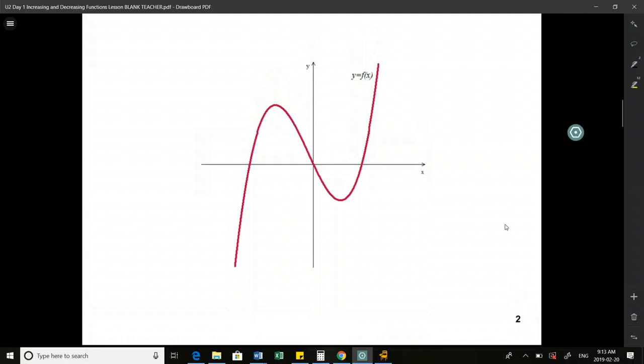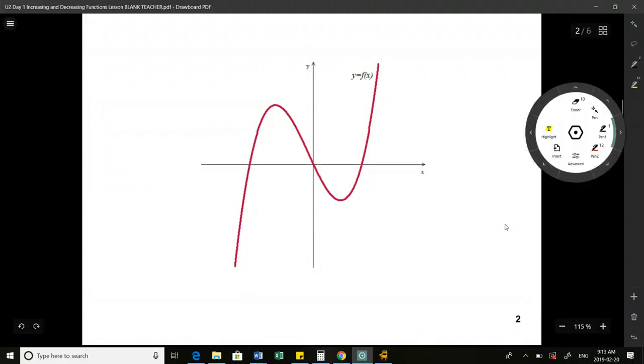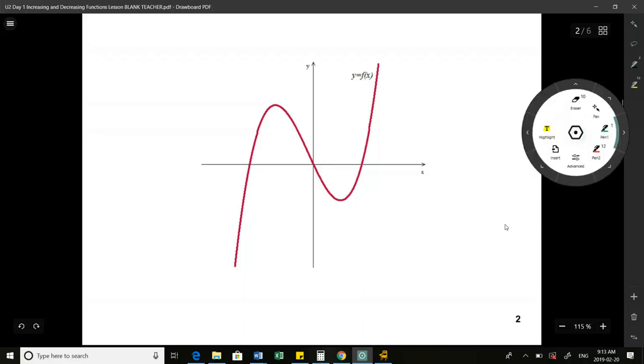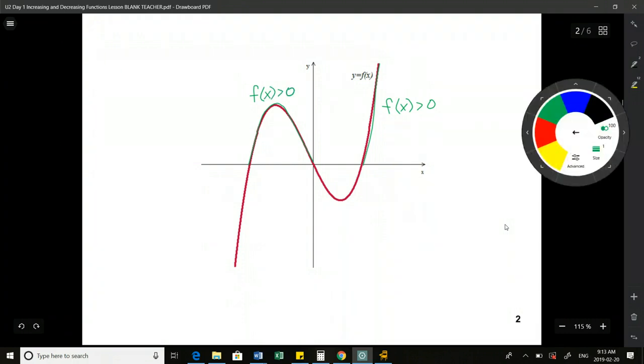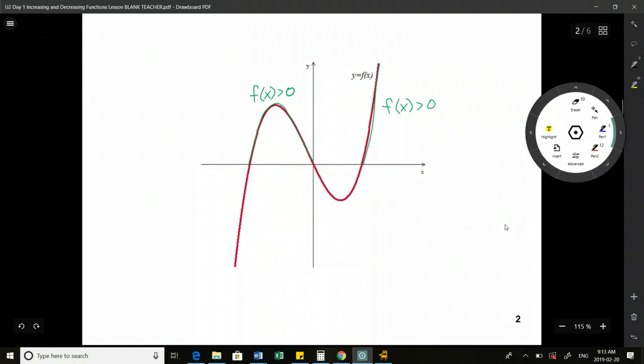All right, so we're just going to do some labeling, and then we'll get into a couple of examples. Firstly, let's talk about f of x. The function f of x is positive in the sections above the x-axis. So here and here, we would say f of x is positive, or greater than 0. That's where our function is positive. And our function is negative underneath the axis. So f of x is negative here and here, so we would say f of x is less than 0.